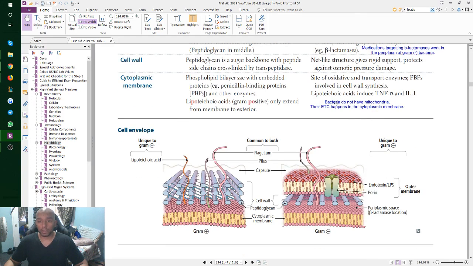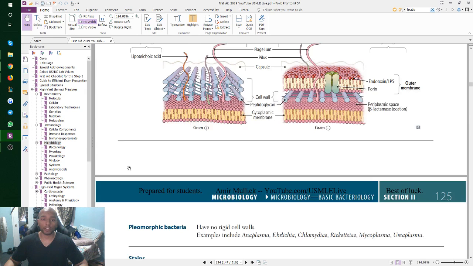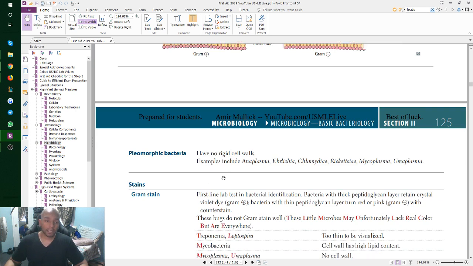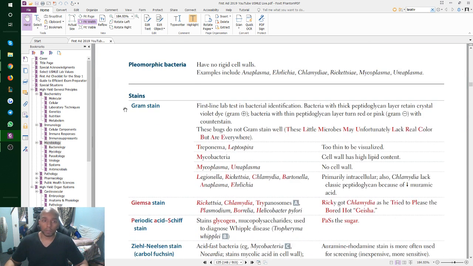Right? Bacteria do not have mitochondria. Their electron transfer chain happens in the cytoplasmic membrane, which is the reason why we think that mitochondria are actually two bacteria living together. Like some bacteria ingested another bacteria, and that second bacteria that was ingested was the mitochondria. And they started living together and worked out.